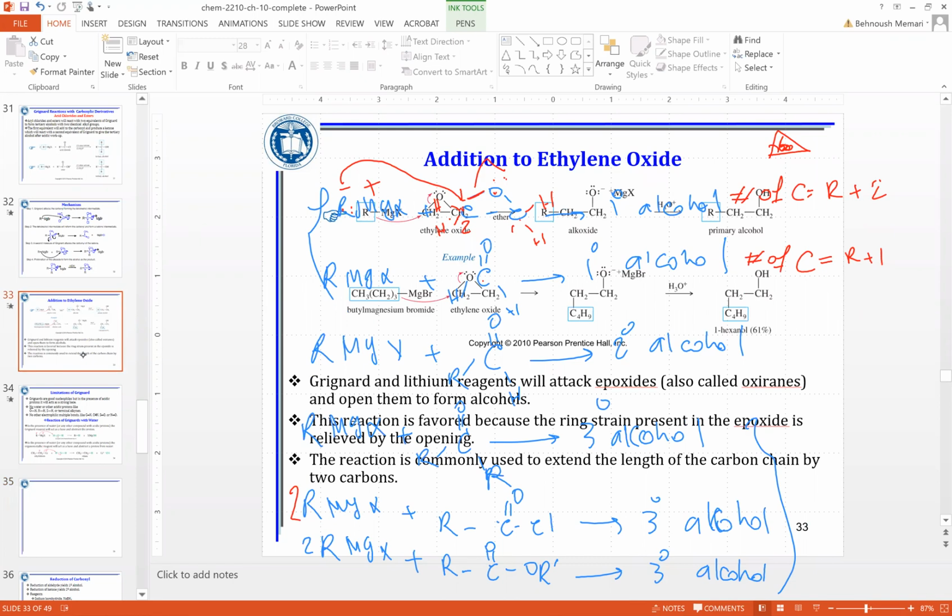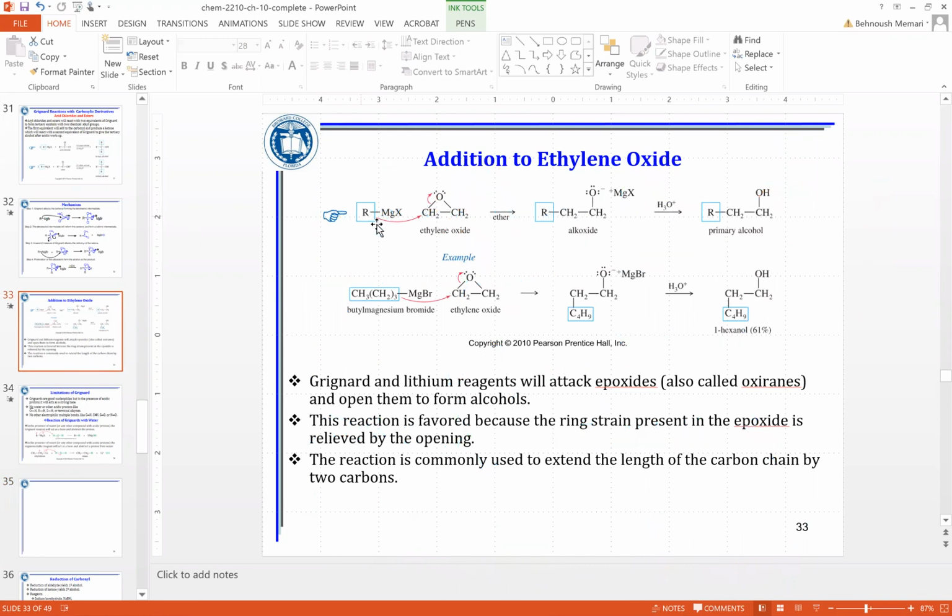Addition to the ethylene oxide. The nucleophile or the R group from the RMgX, basically we've been looking at it like this. So this carbon with the negative charge would attach to one of these CH2s. And when you say ethylene oxide, that means you do have 2 hydrogen on each of these carbons. The bond will break over the oxygen. You have alkoxide, and then you protonate. Every time you add Grignard, you must follow by hydrolysis, and you get primary alcohol. This primary alcohol has R plus 2 carbon, 2 additional carbon, and is going to be primary alcohol.